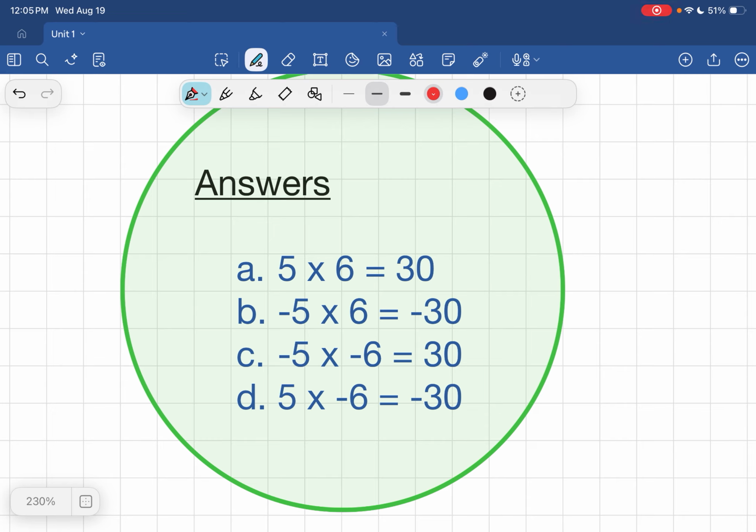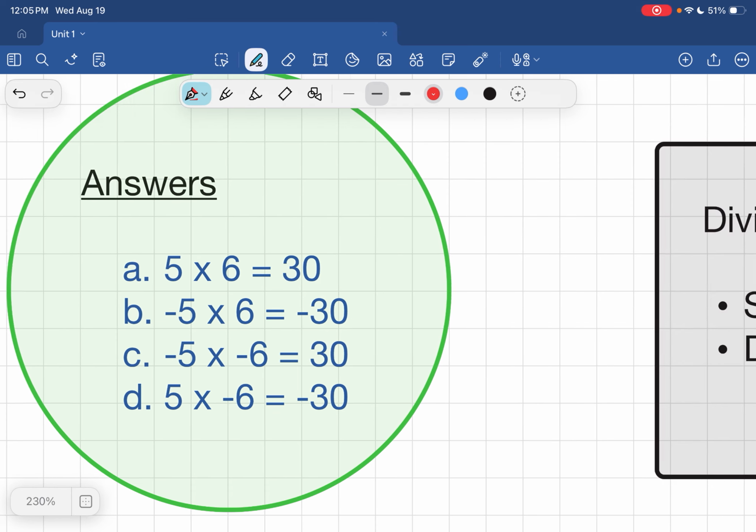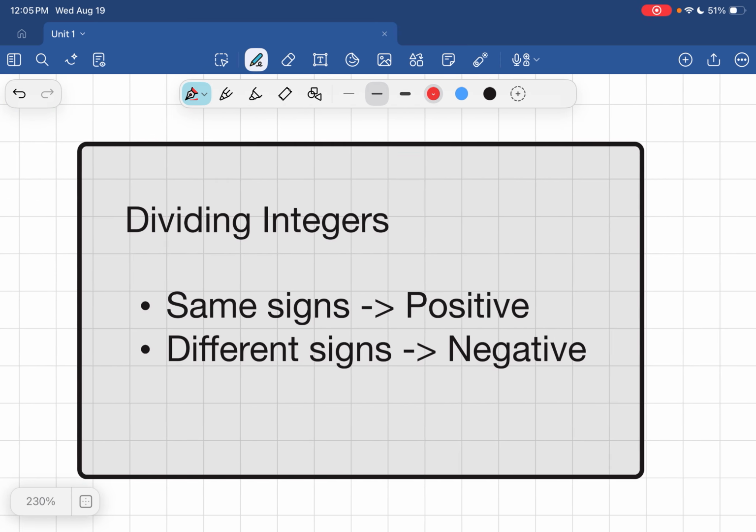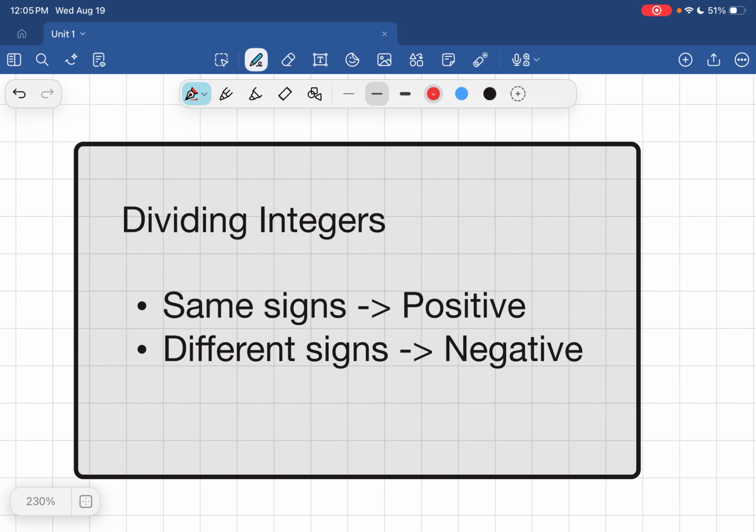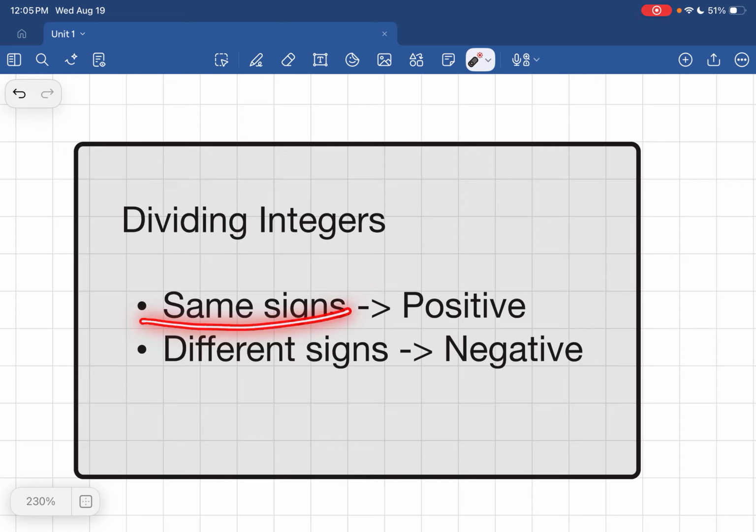All right, now let's move on to division. Here's the good news. The sign rule does not change. We use exactly the same rule for division. Same signs, it'll be positive. Different signs, answer will be negative.